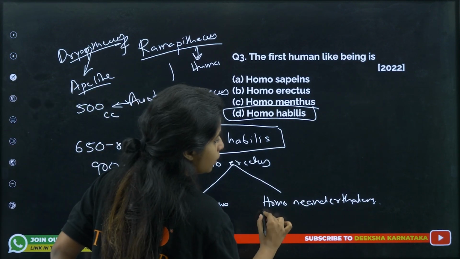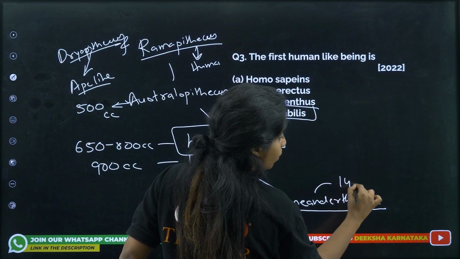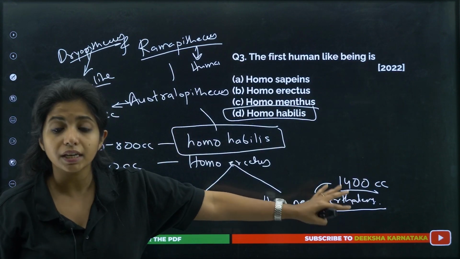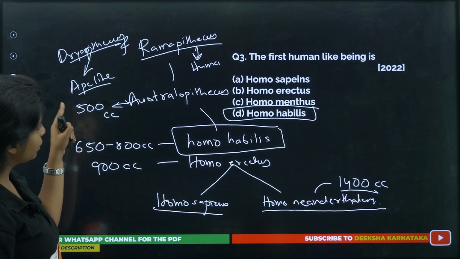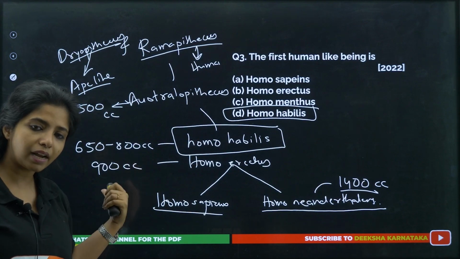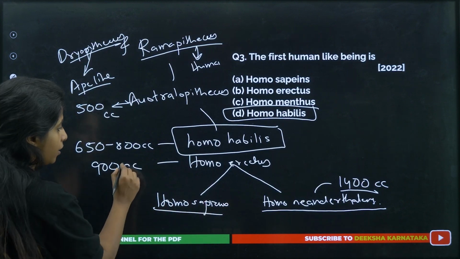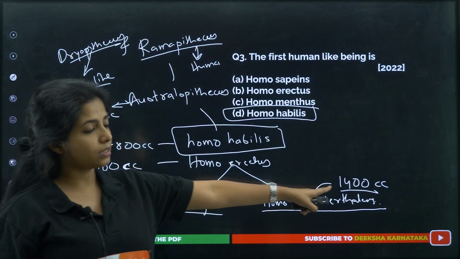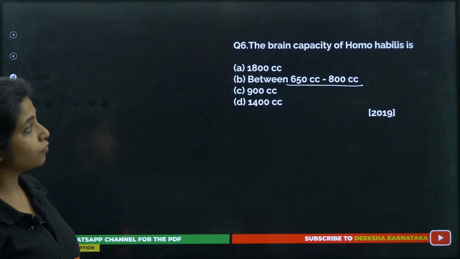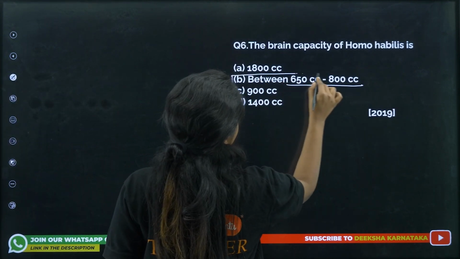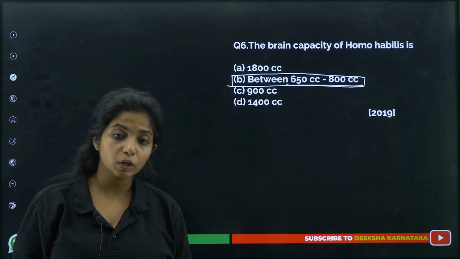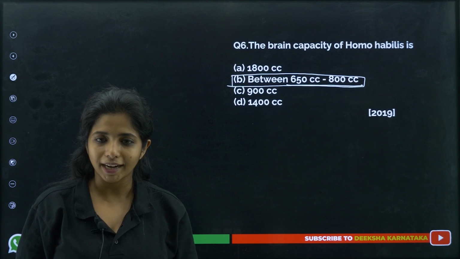Homo sapiens, it is not given. Homo neanderthalensis had around 1400 cc. So see, we have evolved and our brain capacity has increased eventually. From Australopithecus you have 500, then 650 to 800, then 900, and now it is 1400 cc. So you are asked about what? The brain capacity of Homo habilis. So it's 650 to 800 cc. Please remember that. The brain capacity is kind of important. There are so many questions around it, so keep a note of that.